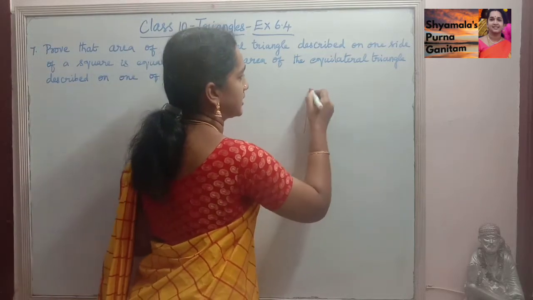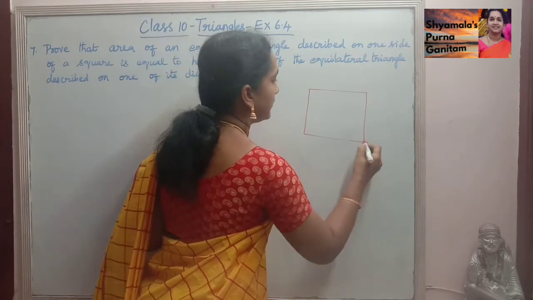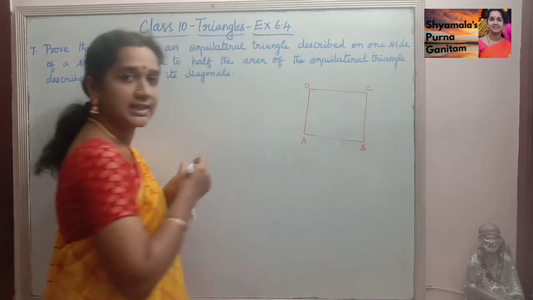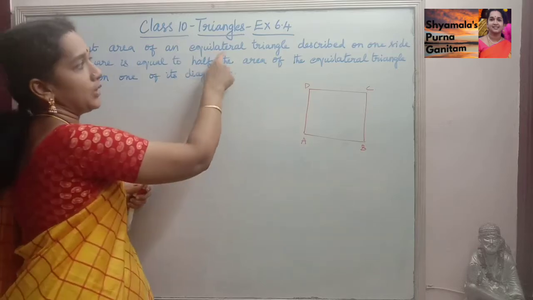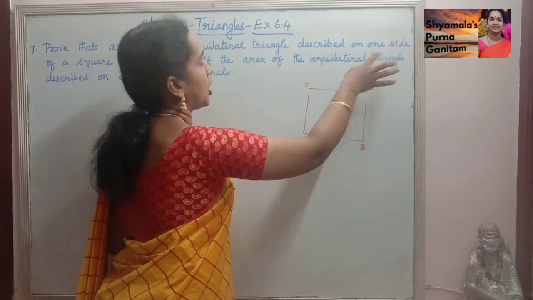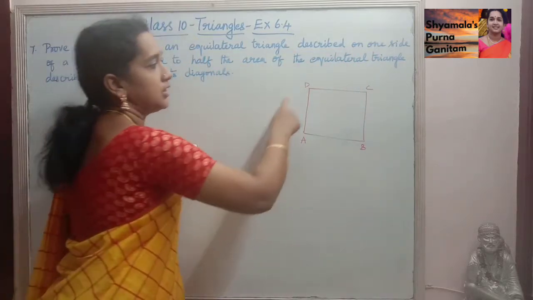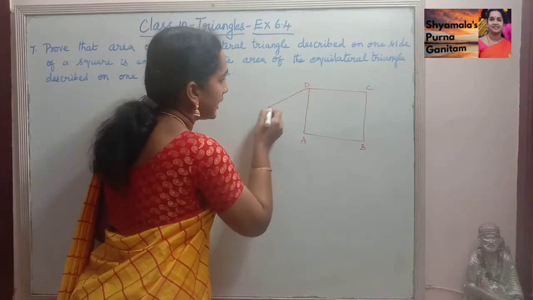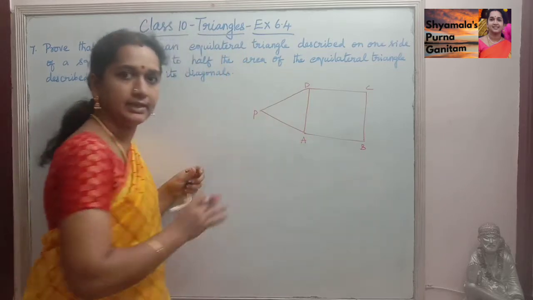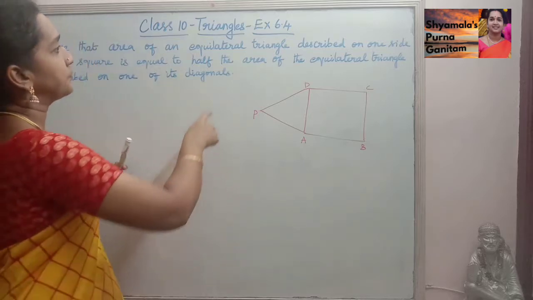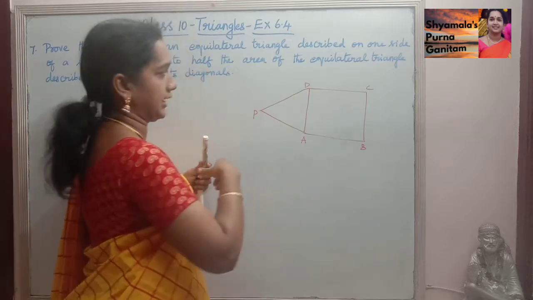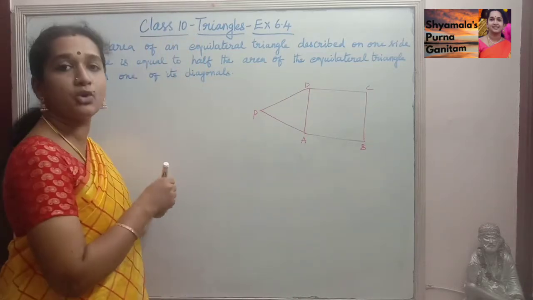So the base is a square. So we are having a square. We'll name that square as ABCD. So ABCD is a square. In this, an equilateral triangle is there. We'll name this as PAD, on one side of the square, is equal to half the area of the equilateral triangle described on one of its diagonals.